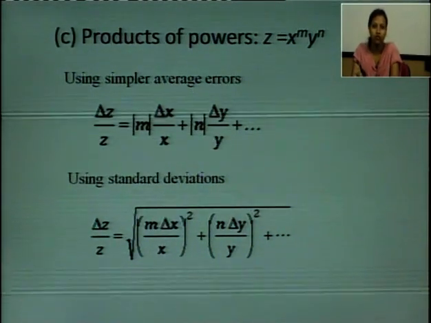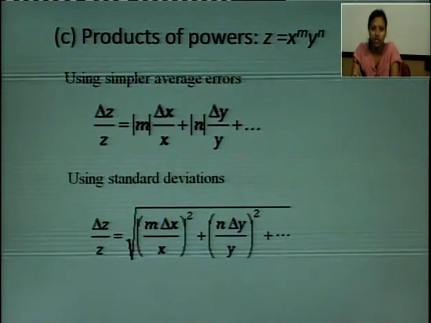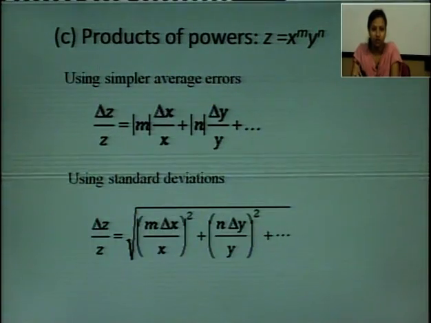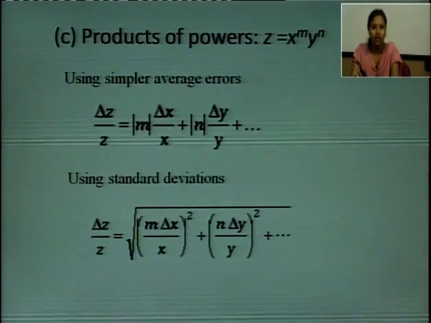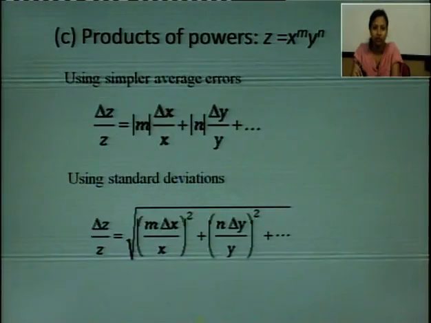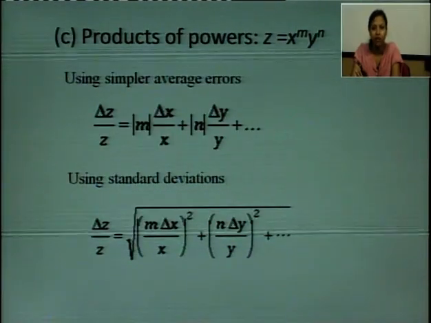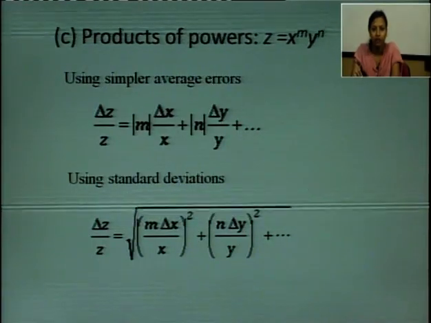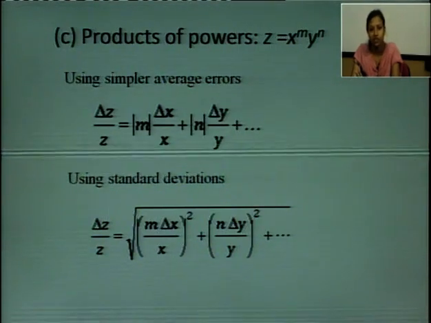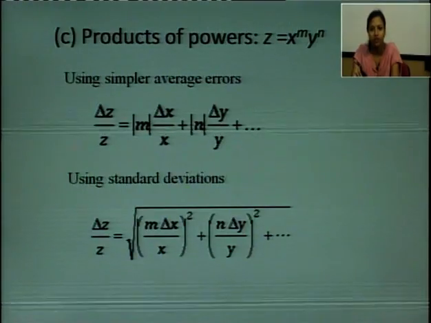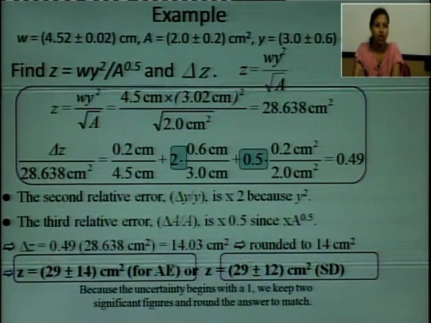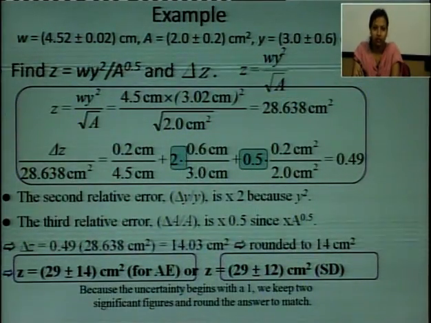So the last one is, if we are taking any physical quantity which is equal to the exponents of some power, so with the simple average error we can easily calculate delta Z upon Z is equal to, the exponent should come in the front, so m delta X upon X plus n delta Y upon Y, but with the standard deviation we need to write delta Z upon Z is equal to the square root of m delta X upon X whole square plus n delta Y upon Y whole square, and so on. So this is one example for this.